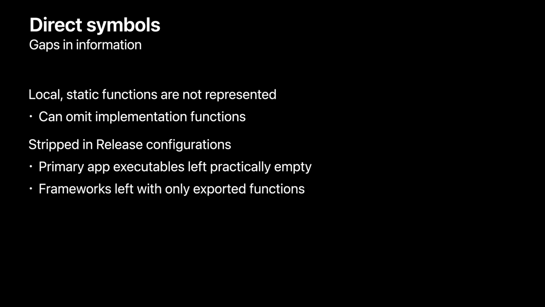For our frameworks and libraries, we definitely have exported functions that clients should use, but there's no need to keep around the locally shared functions since they can't be used anywhere else. Stripping our primary app executables will almost always leave the symbol table practically empty. Stripping our frameworks and libraries leaves only the exported functions.